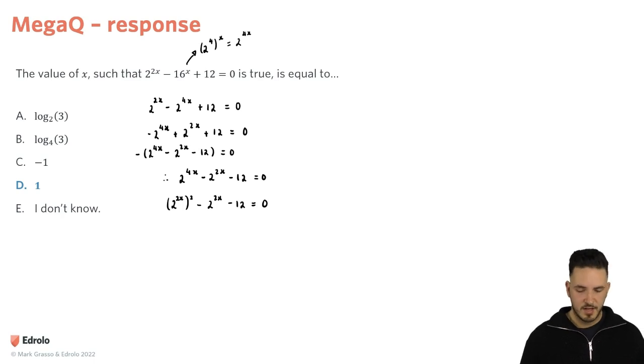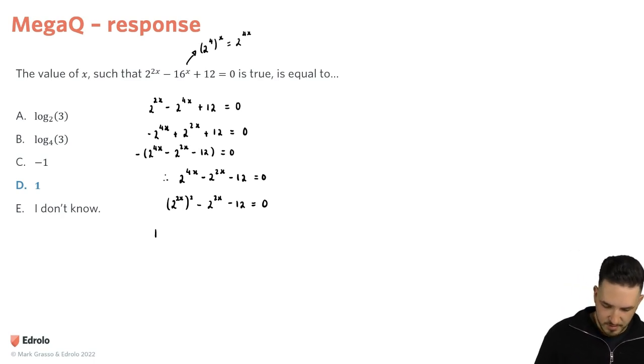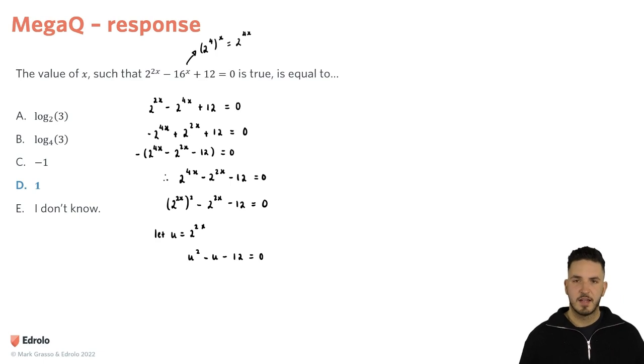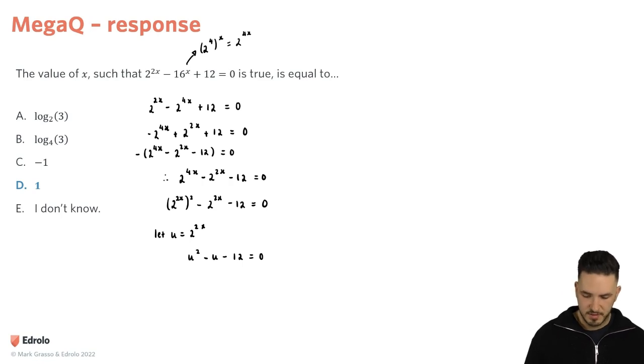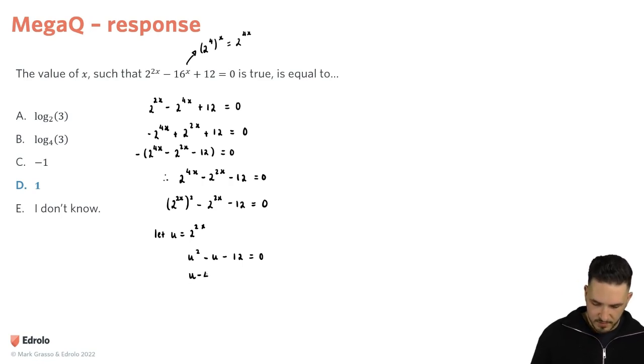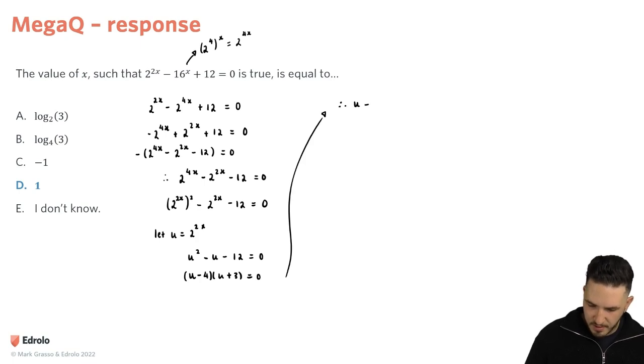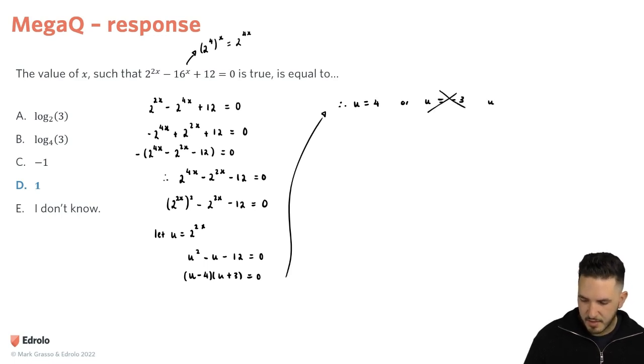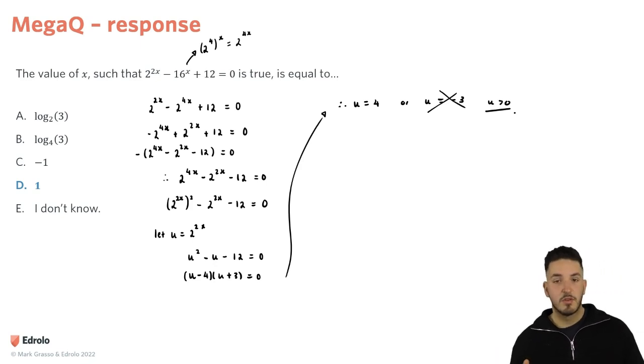So you can see we've got that quadratic now. Let's let u equal 2 to the power of 2x. So we're going to have u squared minus u minus 12 equals 0. Two factors of negative 12 that add to give negative 1 are negative 4 and positive 3. So we're going to have u minus 4, u plus 3 equals 0. Therefore u equals 4 or u equals negative 3. But again, we can disregard that because u has to be greater than 0. So therefore u equals 4.